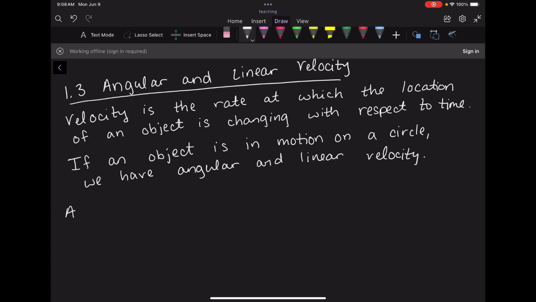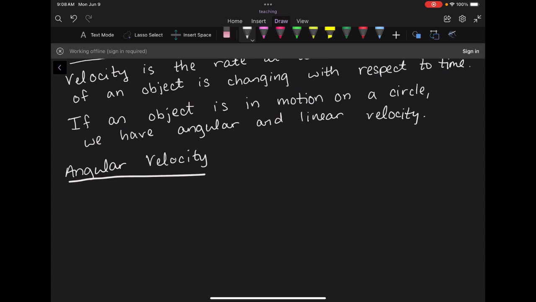So let's go ahead and write this. So angular velocity. Also, I want to make a little note about this section. A lot of this section is conversions. So although I'll give you formulas to use, a lot of it really is just converting between different units. So angular velocity is the rate at which the central angle is changing over time.